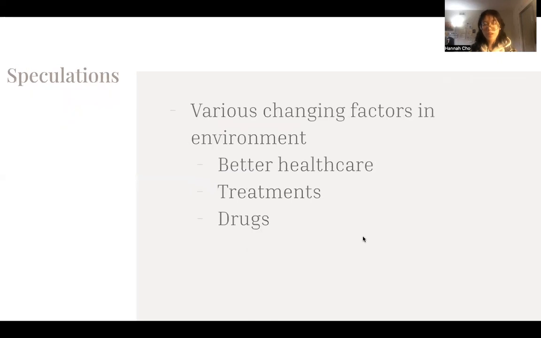So some speculations I have are, since there are various changing factors in the environment, such as better healthcare, treatments, and drugs, there will be a lessened percentage of people who have juvenile ALS in the United States in the more recent years.